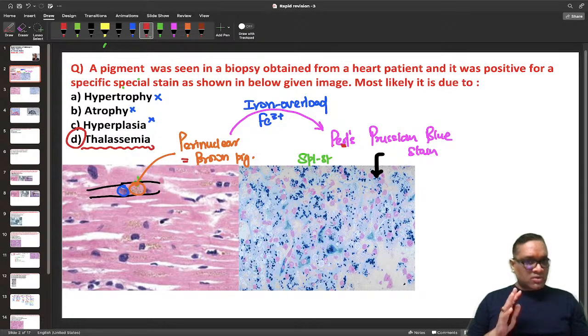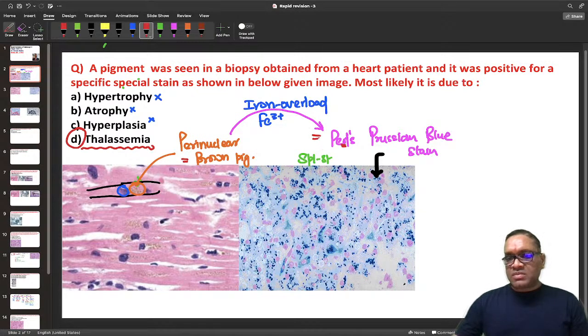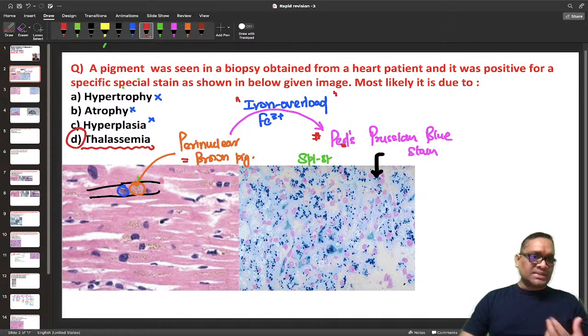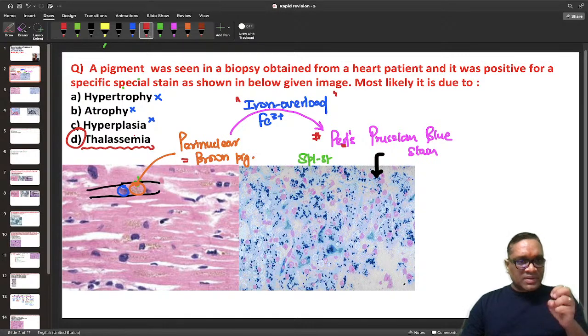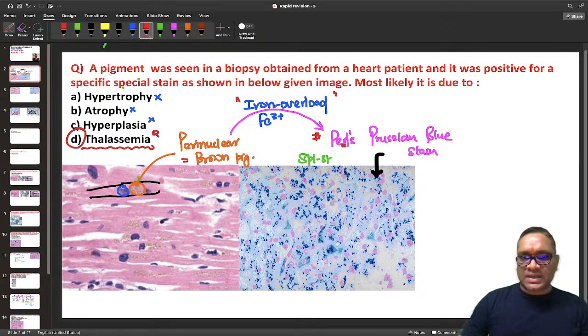Now you understood perinuclear brown pigment has two types, iron and lipofuscin. But when you find Pearl's Prussian blue is positive, it means it is iron, and iron overload can be seen in thalassemia because of multiple units of blood transfusion. RBCs will be getting damaged, and from the damaged RBCs you will be seeing the iron, and they will also have excessive iron absorption. So these are the two routes for excessive iron in thalassemia, right? So the answer was thalassemia.